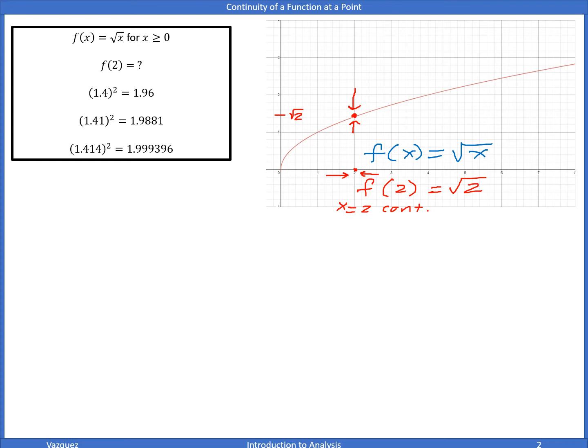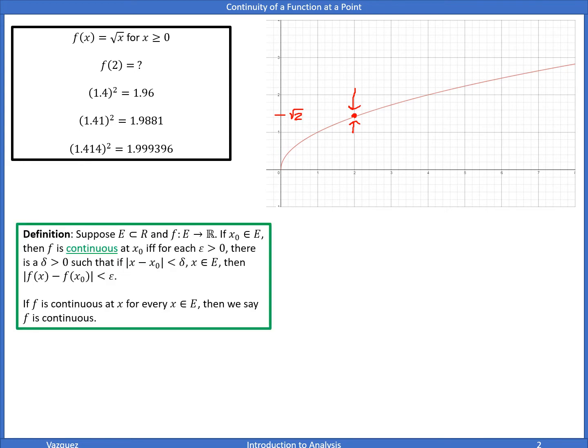And we'll prove later that this function is indeed continuous at x equals 2. That does require a formal proof. We can't just say this and assume it's true. So we will define what a continuous function is. Suppose E is a subset of the reals, and yes, this is a real number here, and the function f maps E to R.